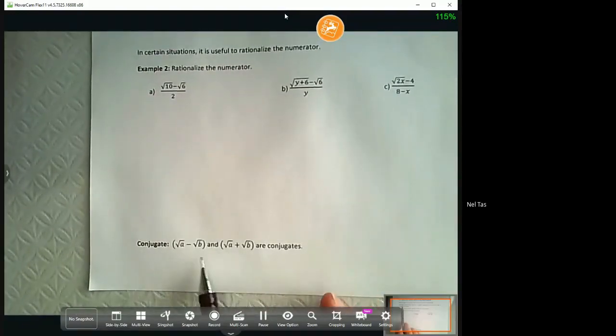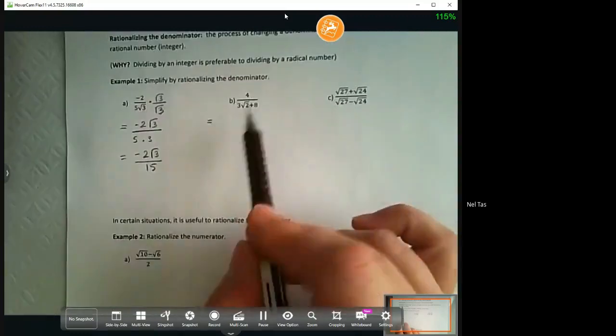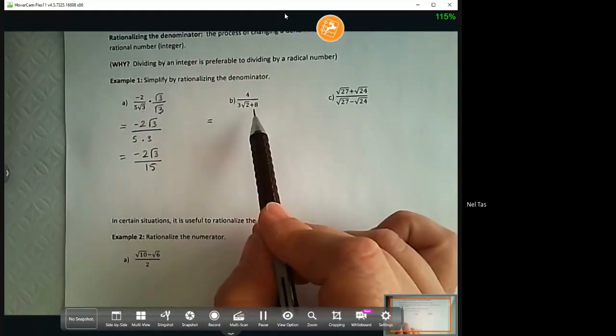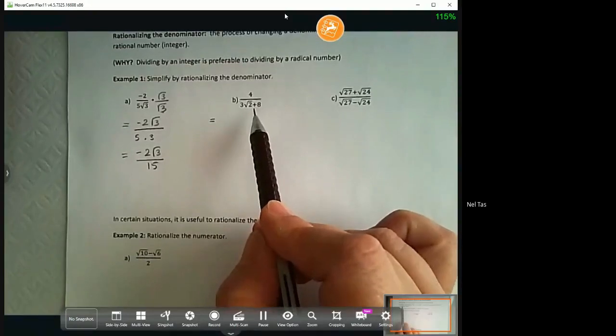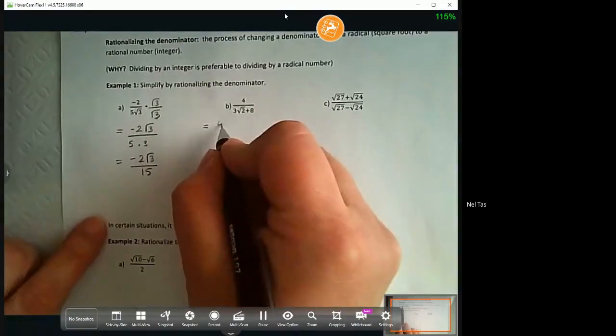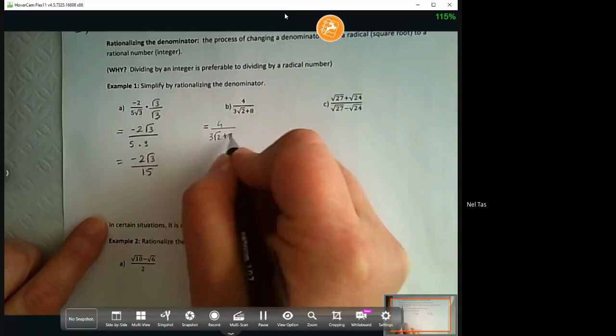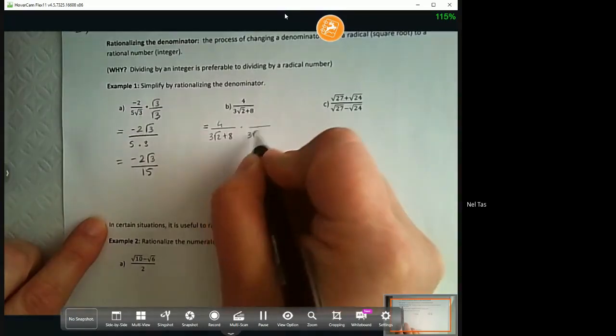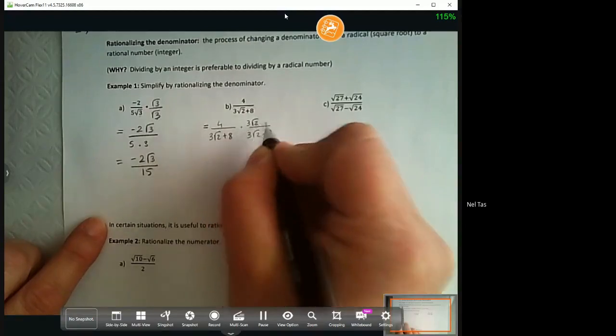So what is a conjugate? At the bottom, if you have, let's say, √a minus √b, the conjugate of it is √a plus √b. Or if you have √a plus √b, √a minus √b would be the conjugate. So these two are conjugates. You have two terms, right? You keep those two terms, but if you have a plus, the conjugate will be with the minus. If you have a minus, the conjugate will be with the plus. All right. So 4/(3√2 + 8): the conjugate is 3√2 minus 8, and we multiply top and bottom by that.